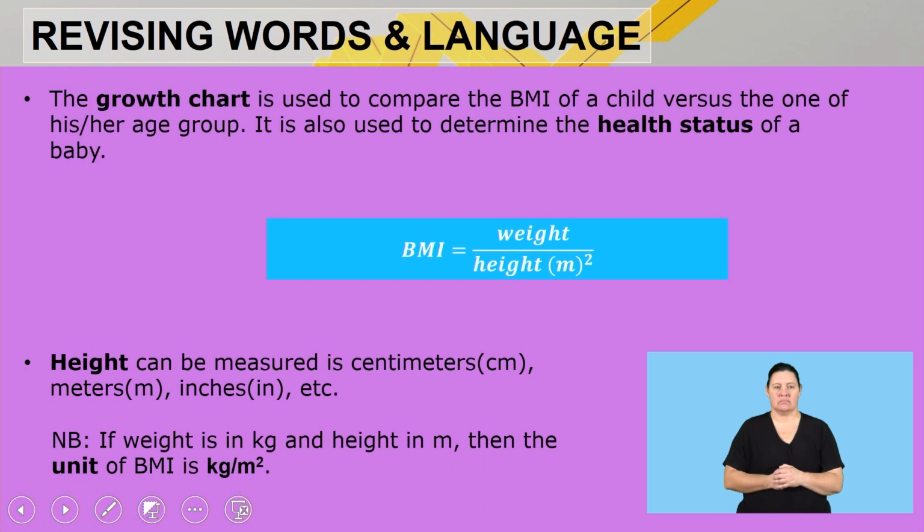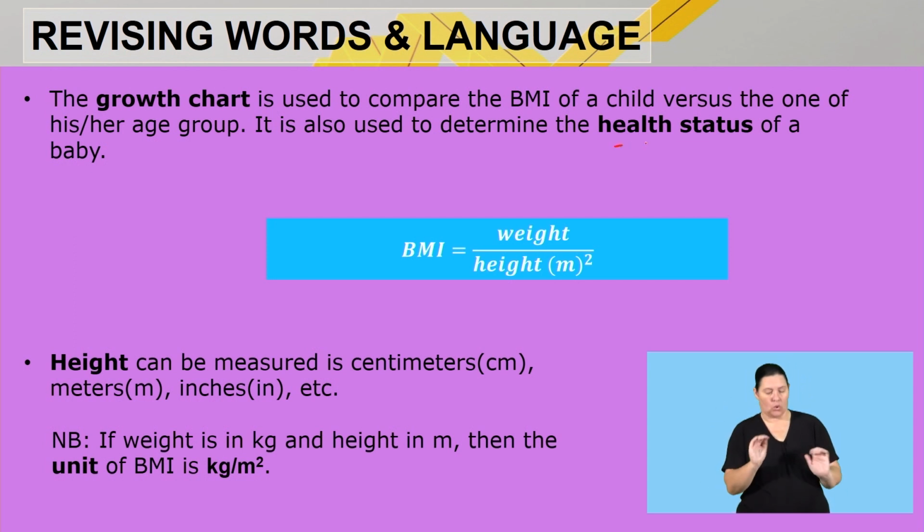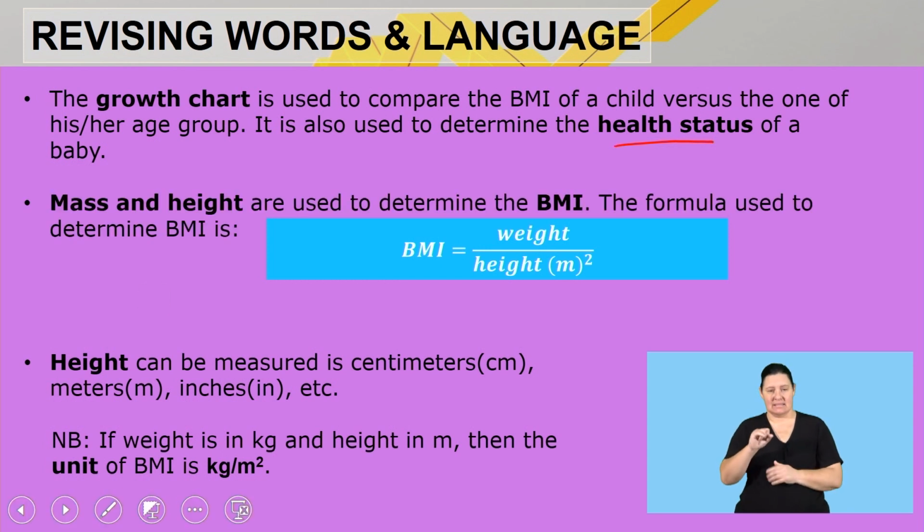Let's quickly look at some words that you should be familiar with. I indicated here that the growth chart is used to compare the BMI of a child versus the one of his or her age group. It is also used to determine the health status of a baby, for example. Also important here is that mass and height are used to determine the BMI. The formula used to determine BMI is where I take my weight divided by my height in meters squared. Also important, height can be measured in centimeters, meters, or inches. And when weight is in kilograms and height is in meters, then your unit for BMI is kilograms per square meter.